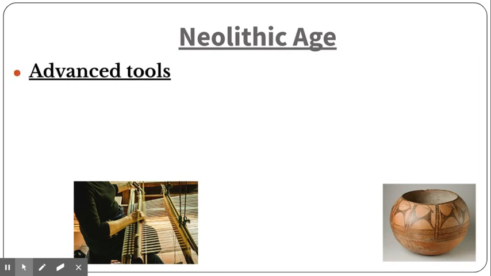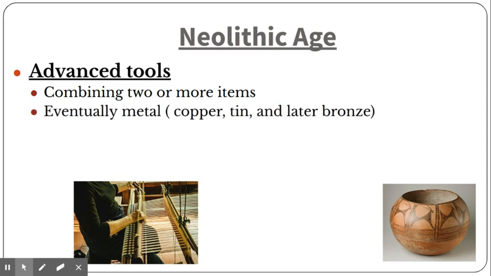We start to see where combining multiple items becomes very useful. Eventually, during the Neolithic Age, we start to see the use of metal, starting with copper, evolving to tin, and then realizing that if you combine copper and tin, that would make bronze. Bronze is stronger than tin and copper individually. So the evolution of metallurgy starts to develop during the Neolithic Age as well.